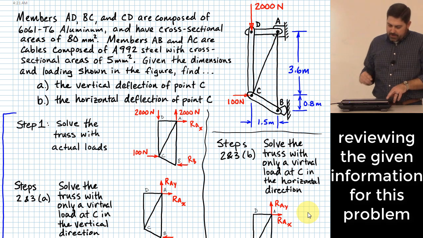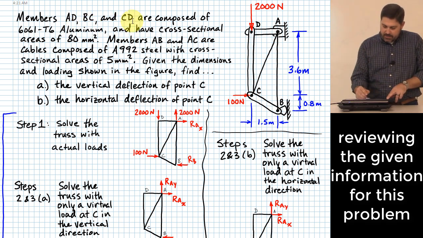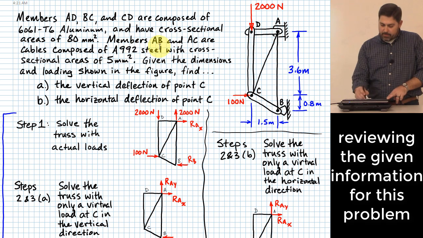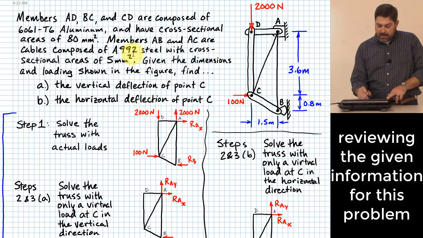It says here that members AD, BC, and CD are composed of 6061 T6 aluminum, and they have a cross-sectional area each of 80 millimeters squared. It says here that members AB and AC are cables that are composed of A992 steel with cross-sectional areas of 5 millimeters squared each. It says here, given the dimensions and loading shown in the figure, find, A, the vertical deflection of point C, right?